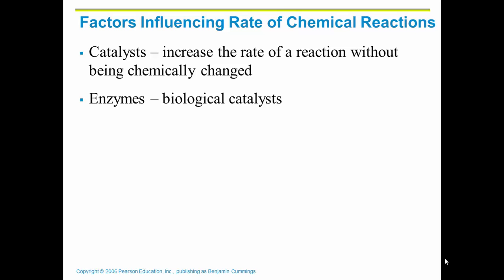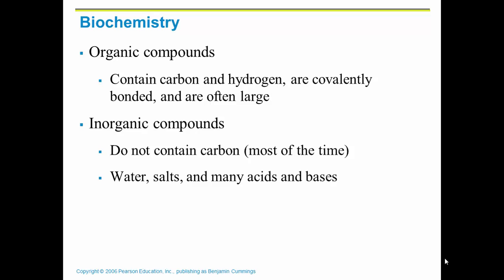Now, catalysts, you learned what a catalyst was in chemistry. Catalysts are things that are going to decrease the amount of activation energy you need to actually start a chemical reaction. And catalysts can be a lot of different things in chemistry, but when it comes to the human body, we call these catalysts enzymes. They're considered biological catalysts, and they're mainly made up of proteins.